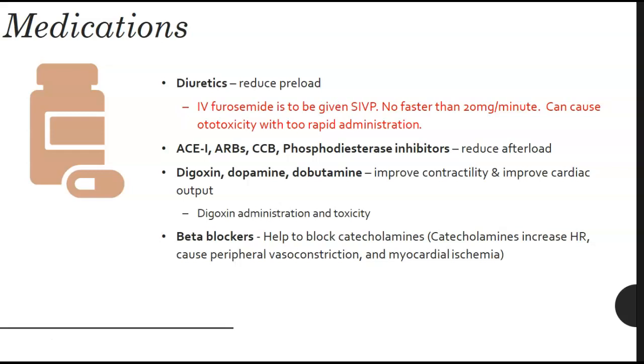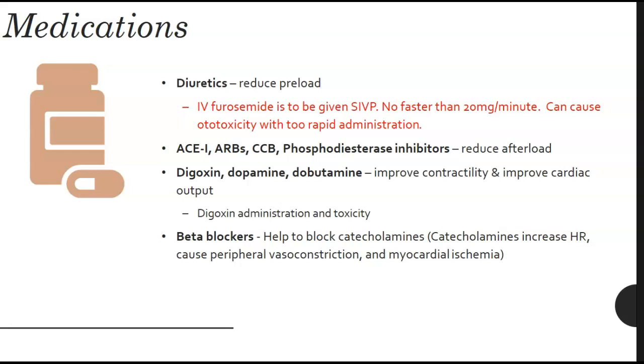Your ACEs and ARBs and calcium channel blockers will help reduce the afterload. Digoxin, dopamine, and dobutamine will improve contractility and improve the overall cardiac output. With digoxin, you're going to make sure you do your education about self-administration, how to check their heart rate, and signs and symptoms of toxicity. And we've talked about that before in other presentations.